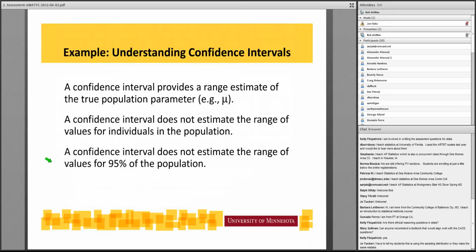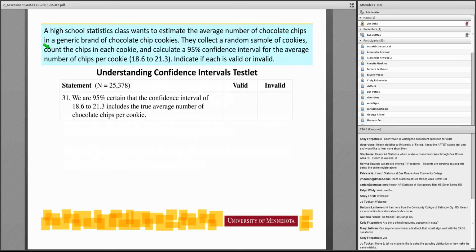Let me show you another example based on confidence intervals. The correct definition would be a confidence interval provides a range estimate of the true population parameter. A confidence interval is not an estimate of the range of values for individuals in the population. It does not estimate the range of values for 95% of the population. And these are common misinterpretations that we've seen and are also documented in research studies. So again, give them a context, state what the confidence interval is, indicate whether each of the following interpretations is valid or not valid. And here's the correct interpretation.